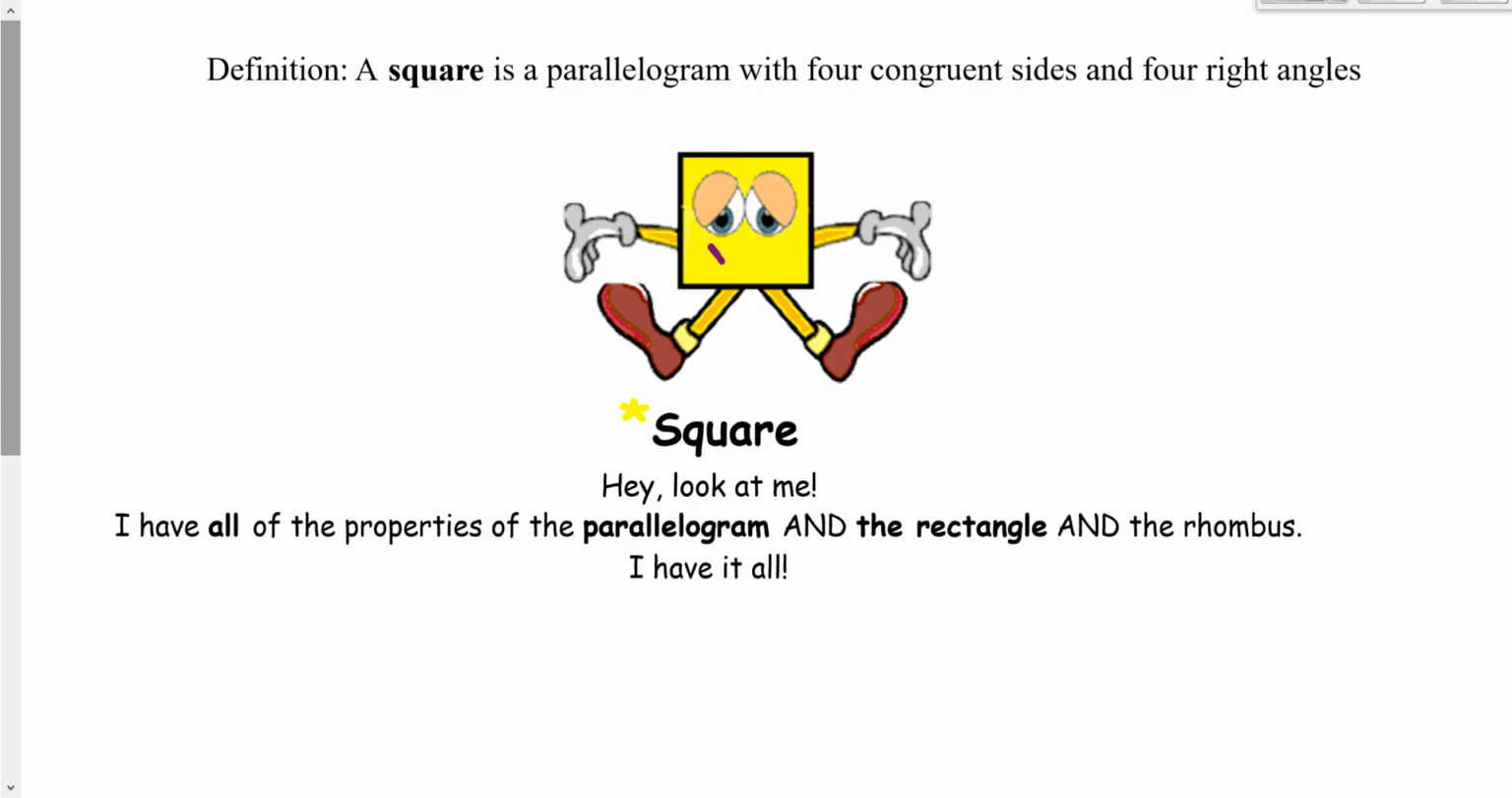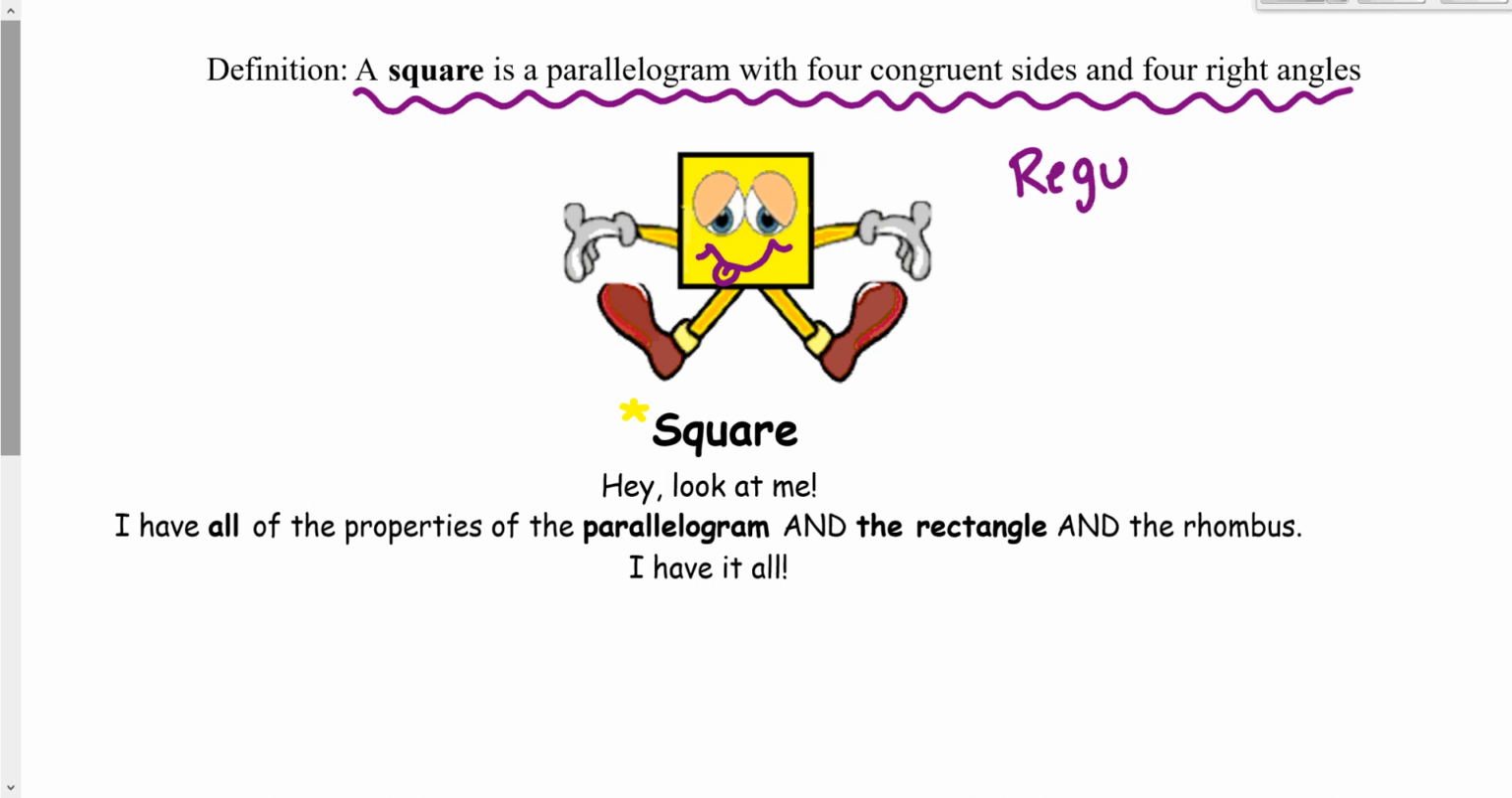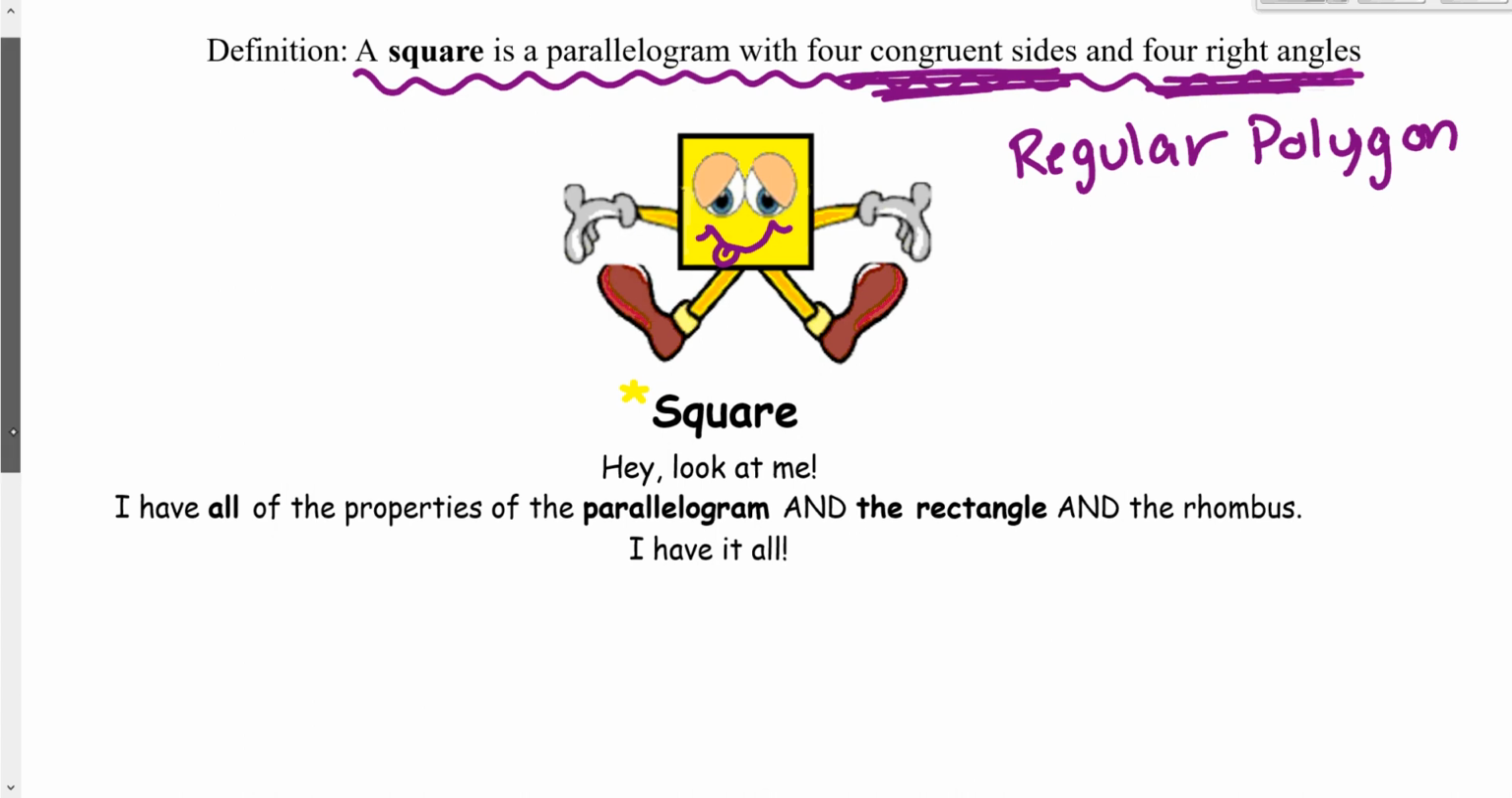It is literally the best shape in the entire world because everything is pretty much given to you. So a square is a parallelogram with four congruent sides and four right angles. This means that it is called a regular polygon. That's when you have four congruent sides and four congruent angles. So a square says I have all the properties of a quadrilateral, parallelogram, a rectangle, and a rhombus. Has it all.